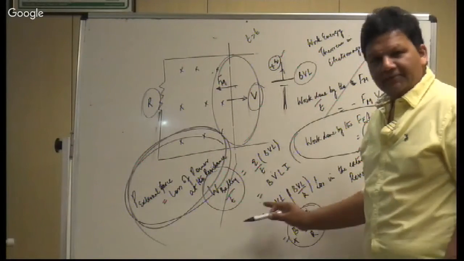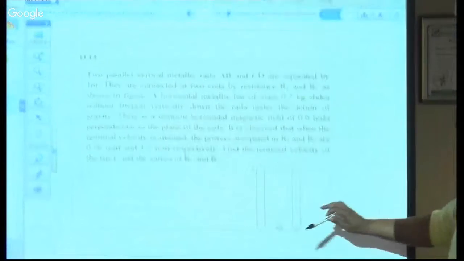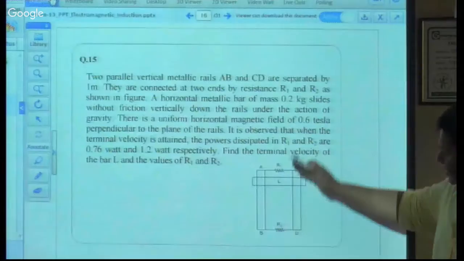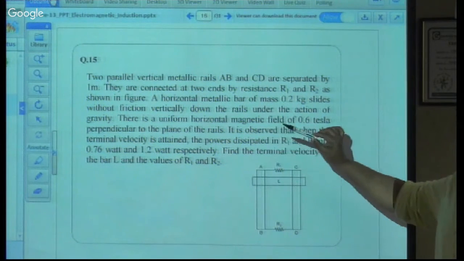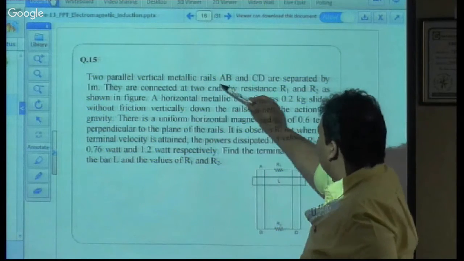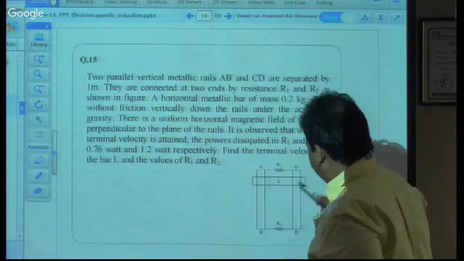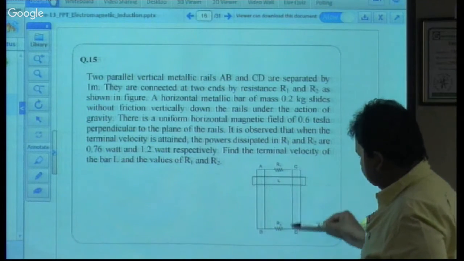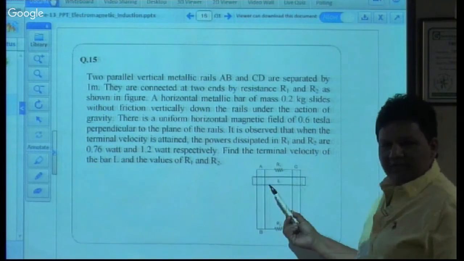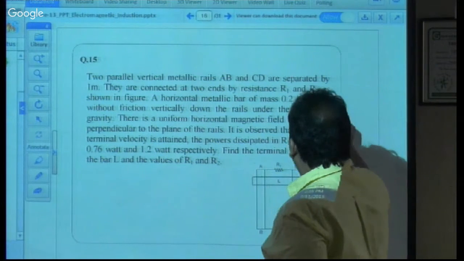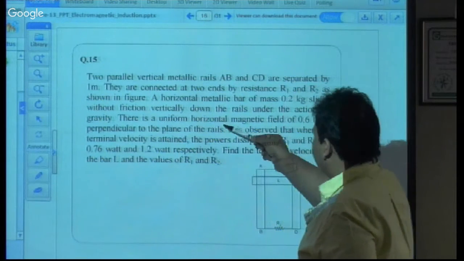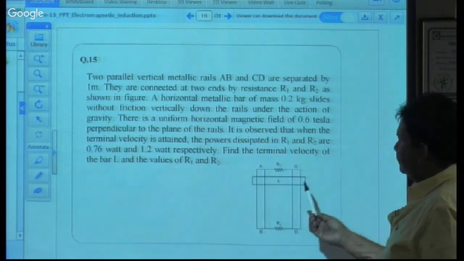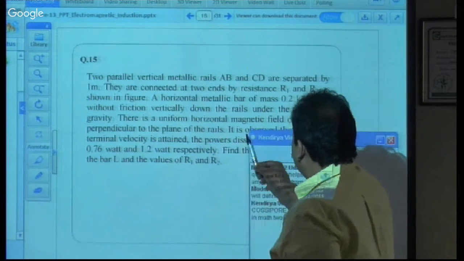ठीक है, ये clear है? Now let's read this question carefully. It says, it's a beautiful question, my favorite. Two resistances, metallic system. It's a metallic frame in a vertical plane, so gravity is acting. So it says two parallel metallic rods A, B, C, D are separated by 1 meter. Great. That means the length of the rod is 1 meter. They're connected end to end by resistance R1, R2. Slide without friction under vertical. There is a uniform horizontal magnetic field of 0.6 Tesla. Perpendicular to the plane of the rails.